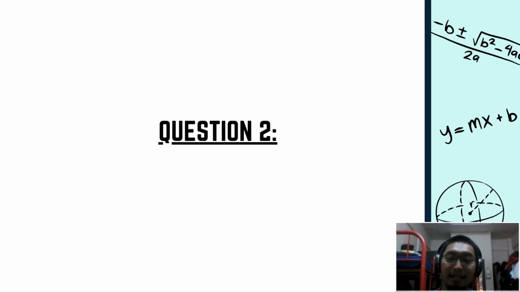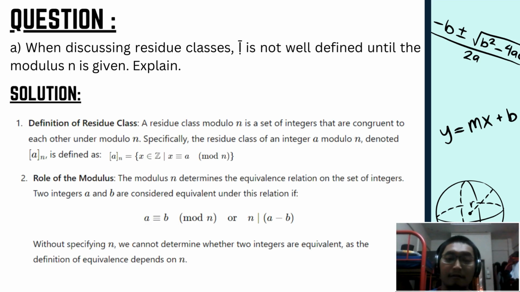Now we go to question 2. For question A, when discussing residual classes, one is not well defined until the modulus n is given. Explain. So the solution for this question, first, definition of residual class. A residual class modulo n is a set of integers that are congruent to each other under modulo n. Specifically, the residual class of an integer a modulo n, denoted [a] mod n, is defined as [a] equal to the set of x elements of Z such that x is equivalent to a mod n.